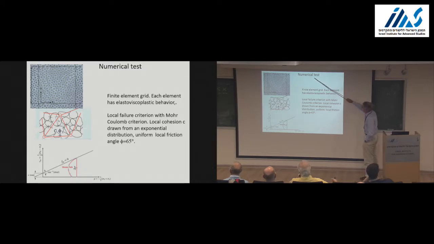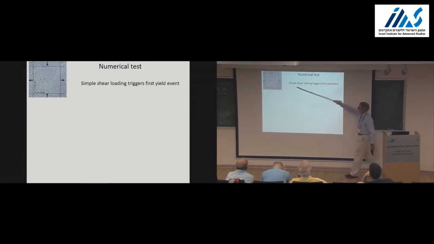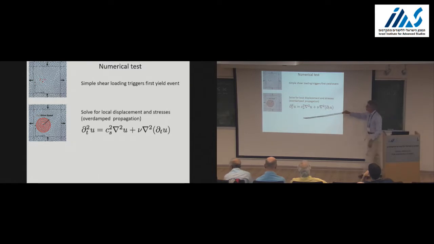So now we can try to test this numerically. And essentially, numerically, what we do is similar to what Alan Needleman was showing. We have a finite element grid. Each element represents a potential shear transformation. In each element, we have a local failure criterion with some angle. In order to get some disorder, we put the disorder in the cohesion, but you could also put it probably in the friction angle. And then what we do is apply the shear. Then you will trigger the first shear transformation when the Mohr-Coulomb criterion is met. Then you can solve for the displacement, and we do that with overdamped propagation, so there is essentially no inertia.